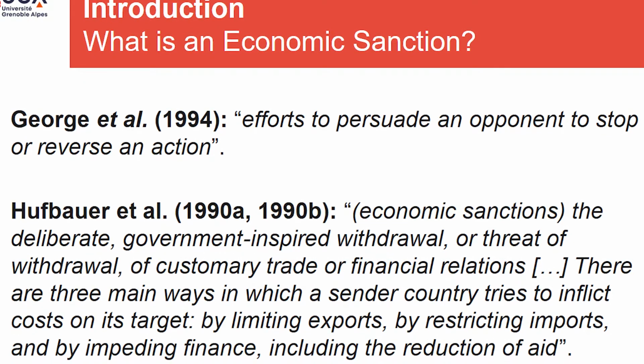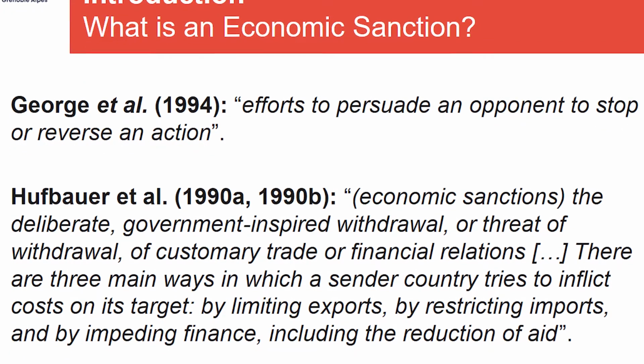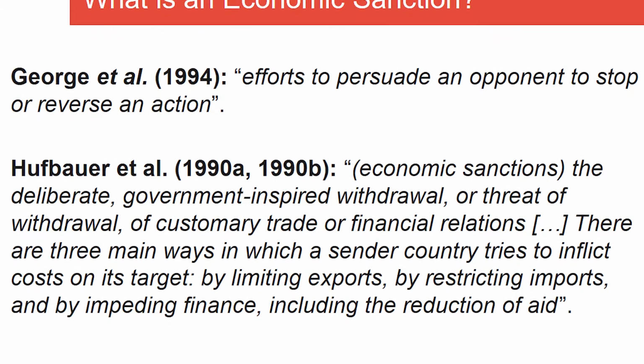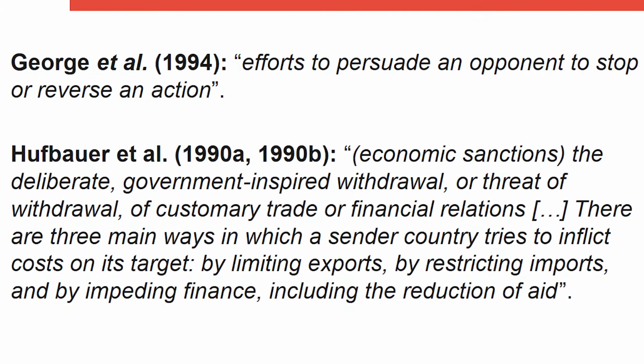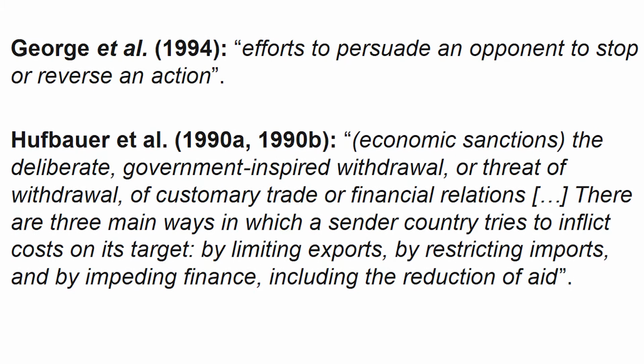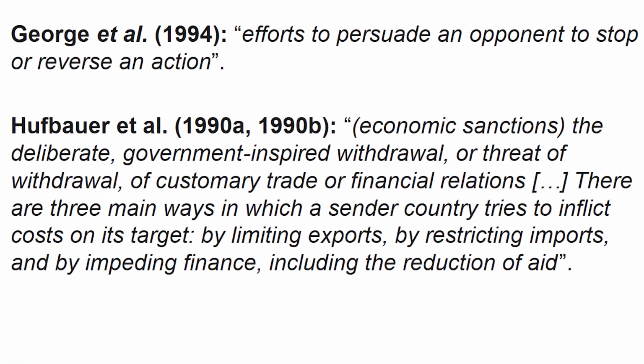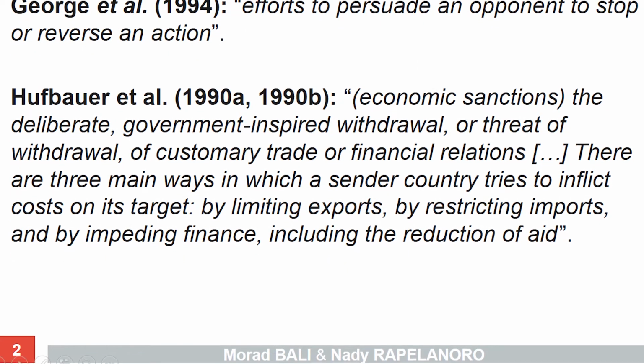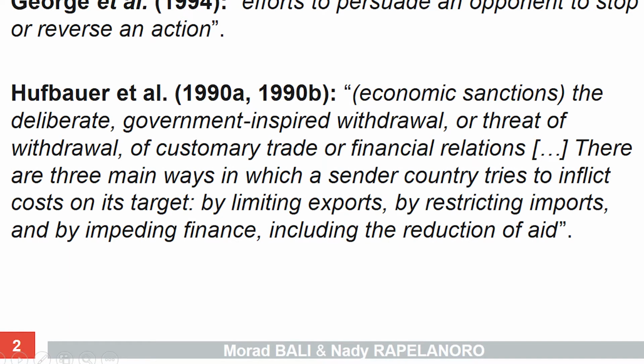The first one is from George et al., 1994, who say that sanctions are efforts to persuade an opponent to stop or reverse an action. The second one is that of Hofbauer et al., 1990, who say that economic sanctions are the deliberate, government-inspired withdrawal or threat of withdrawal of customary trade or financial relations. They explain that there are three main ways of imposing sanctions: limiting exports, restricting imports, or impeding finance, which includes the reduction of aid.